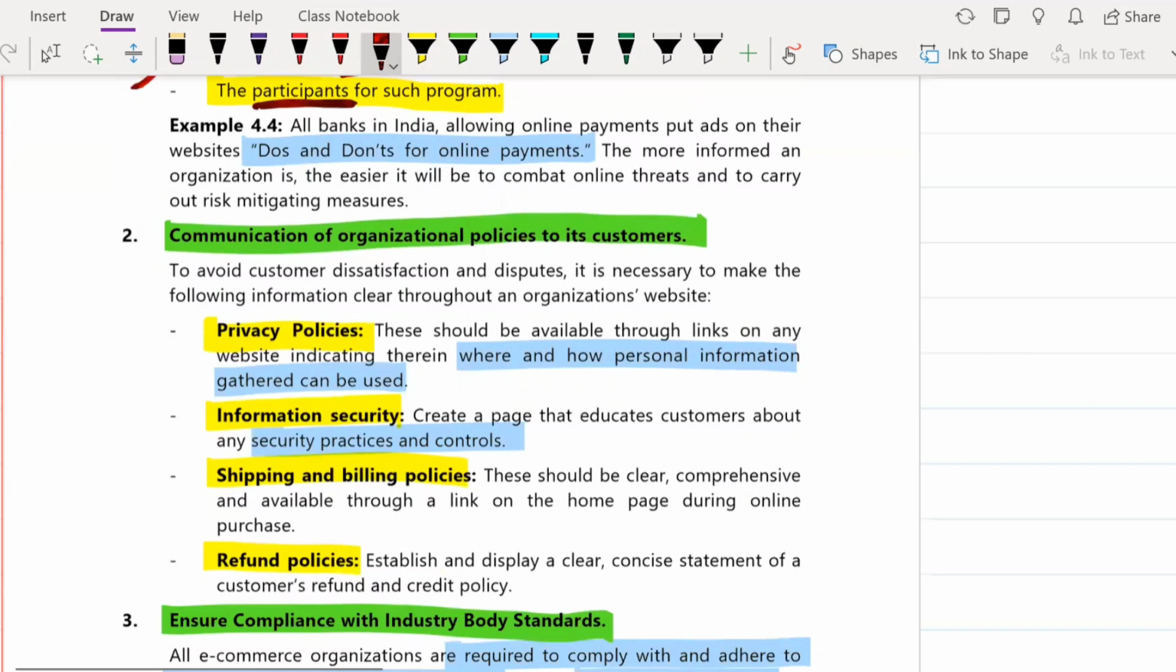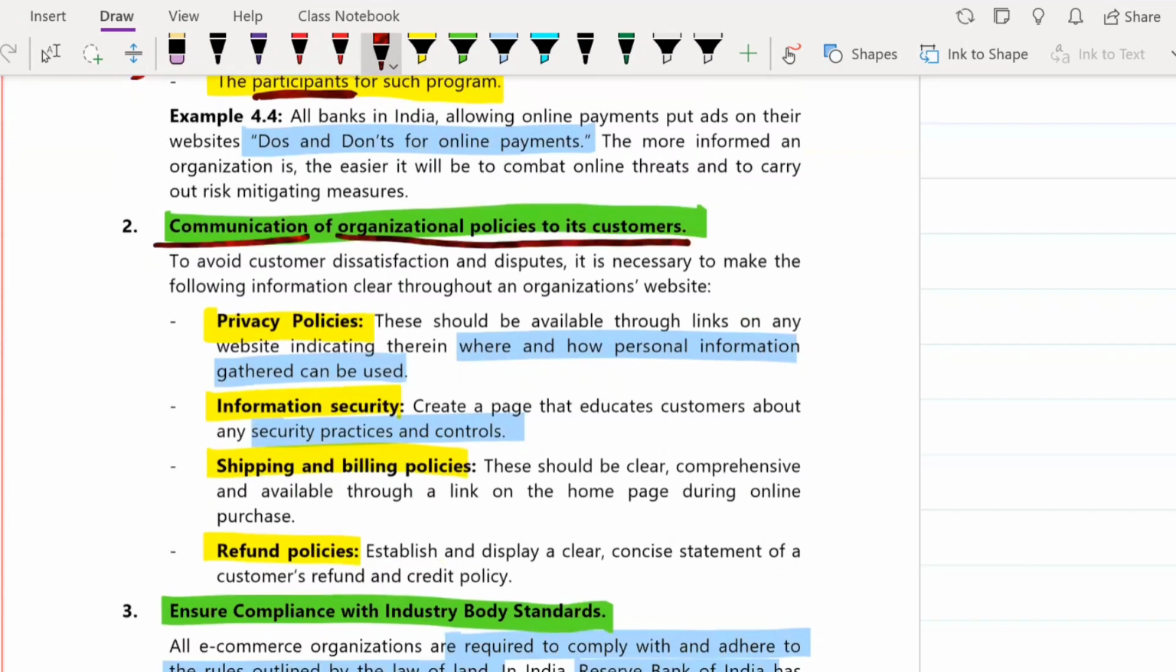Next is communication of organizational policies to customers. Whatever policy an organization holds, the policies might be of different forms. So privacy policy: what personal information has been gathered from the customer, and how it is going to be used, must be communicated to the customer. Next is information security. What measures the company has taken to provide good security and good control, they must tell the customer.